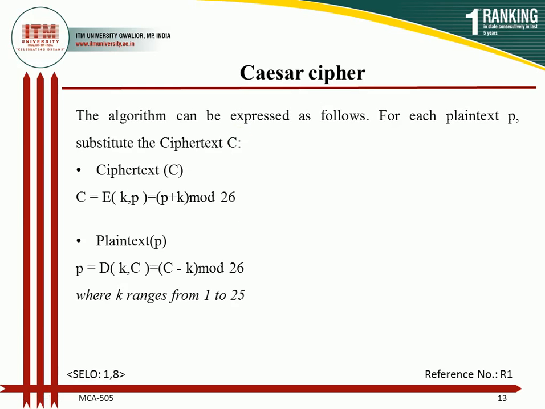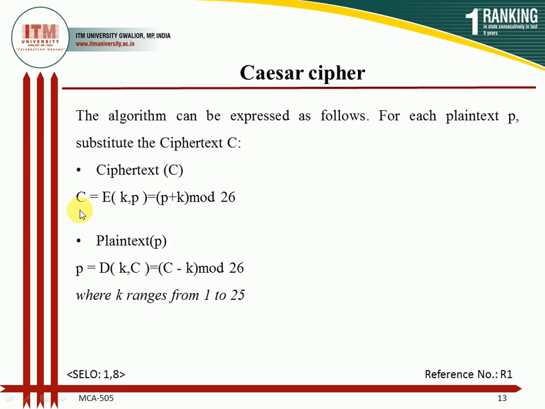So before starting, you have to know what method is used for converting the plain text to cipher text. As you can see here, we have a plain text P, and we want to convert this plain text to cipher text. So what is the method used here? How to convert this plain text to cipher text? As you can see here, there is a formula: C equals E(k, P) equals (P plus k) mod 26, right?